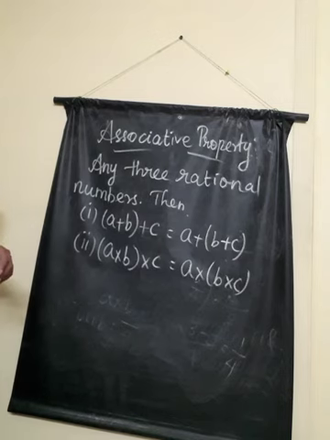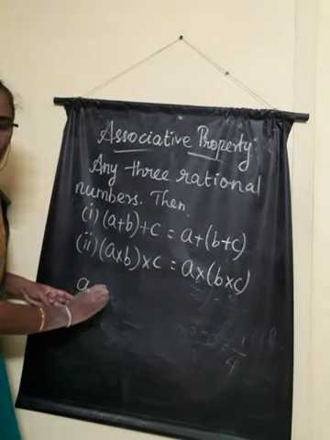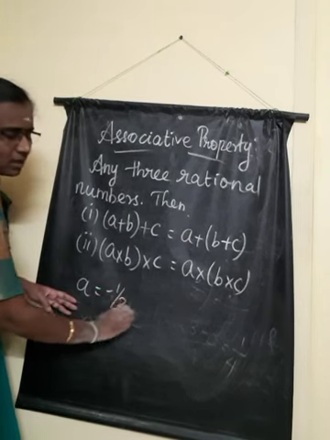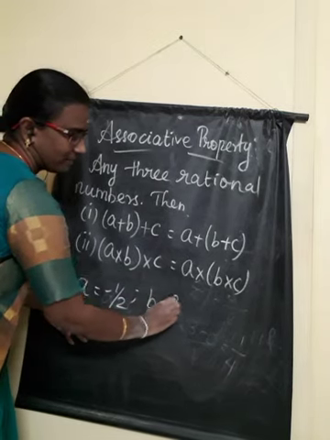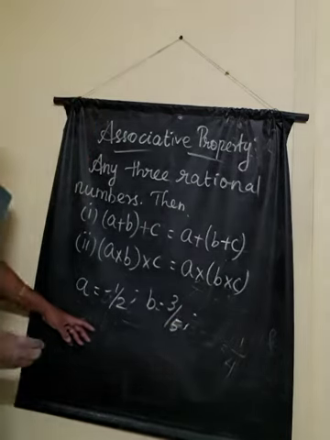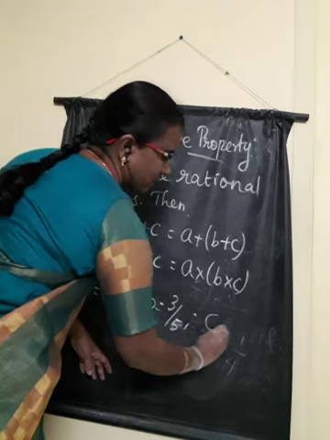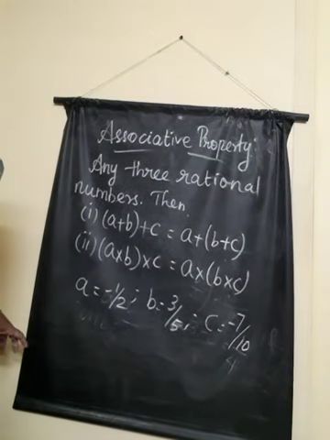Okay, let me see one example here. For that, A is equal to minus 1 by 2, B is equal to 3 by 5, and C is equal to minus 7 by 10.